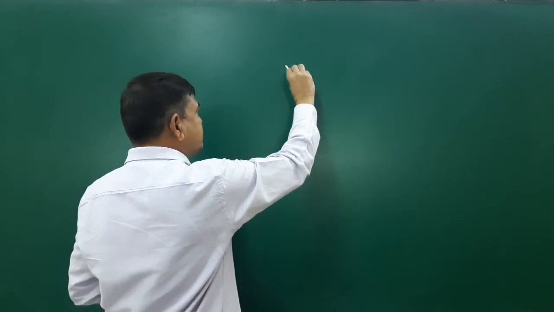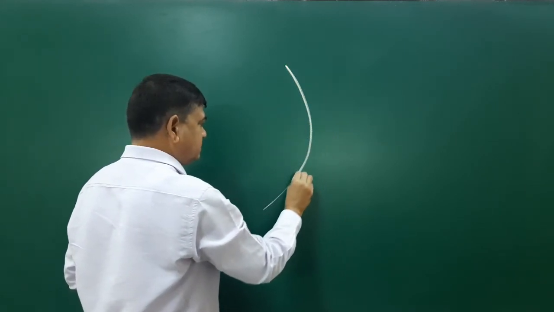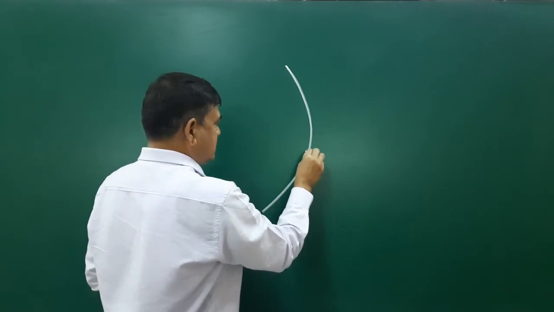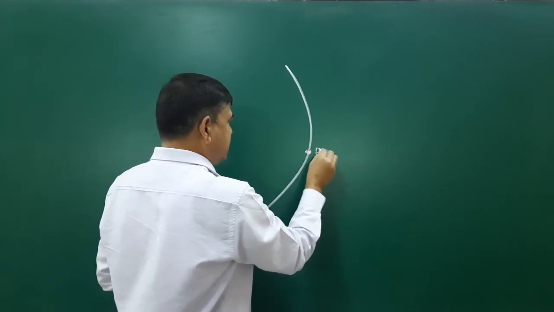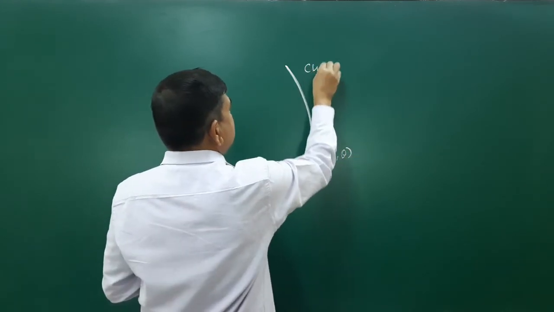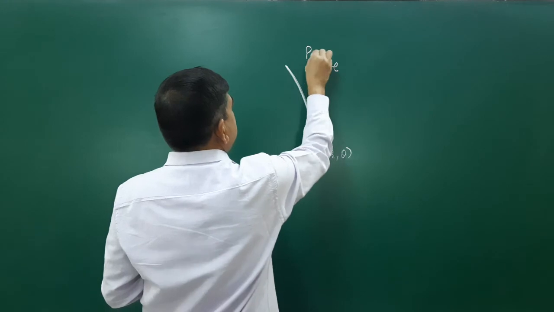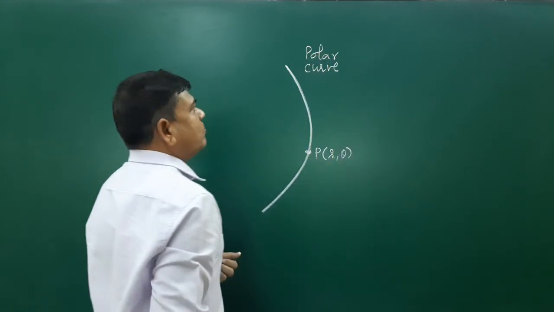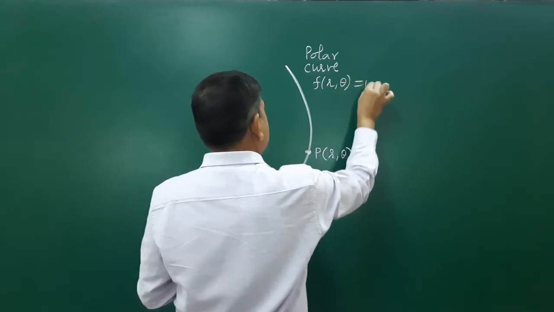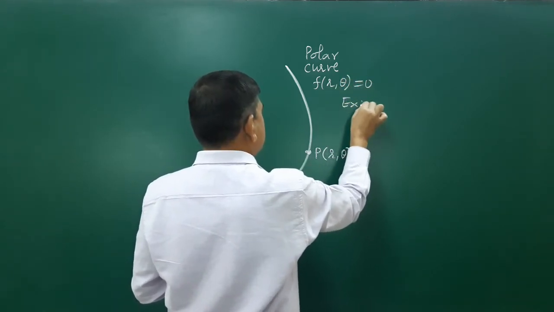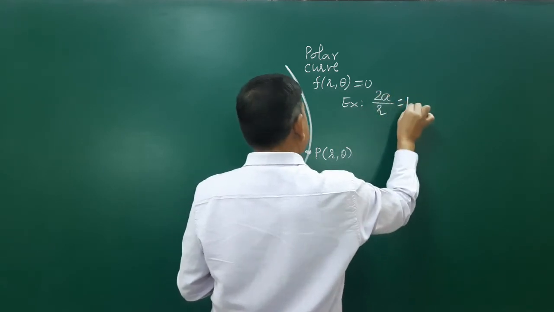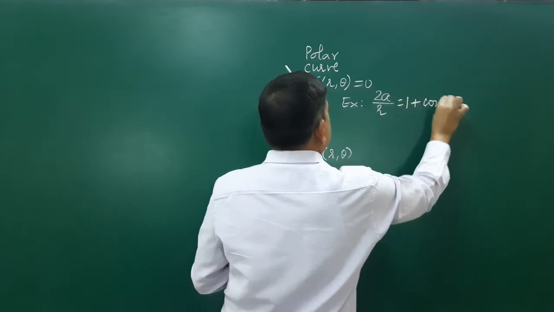Suppose this is the curve. Here is the point P, coordinates r comma theta, on the polar curve, and you people know that the equation is in terms of r and theta. I write a particular example. Suppose it is 2a upon r equals 1 plus cos theta.